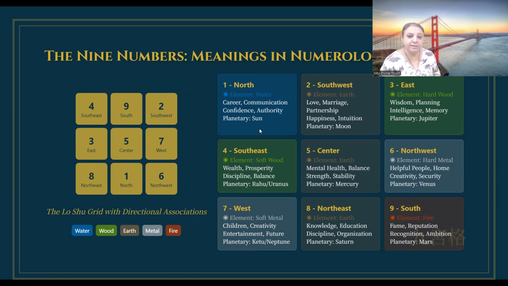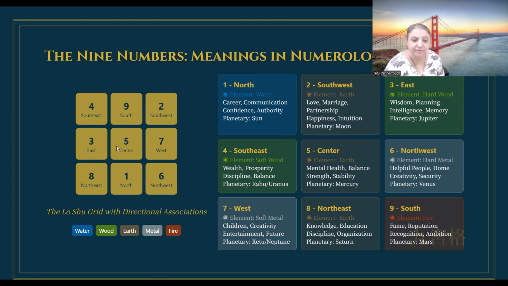So 3, you can see here, east is there. East, and it's hardwood. And the number 3 is for wisdom, planning, intelligence, memory. Planet is Jupiter. 4 is Rahu, Uranus, southeast, and the element is softwood. Wealth, prosperity, discipline, balance.